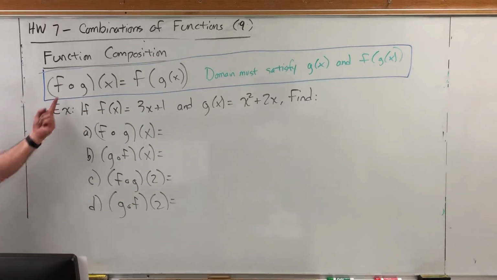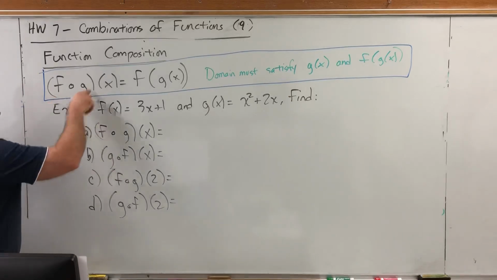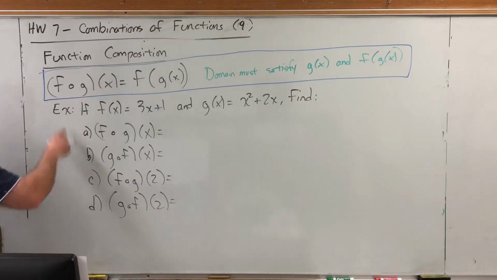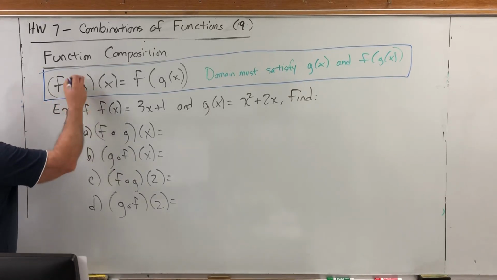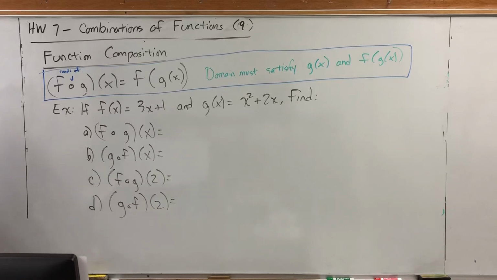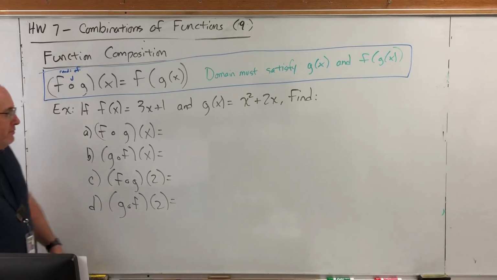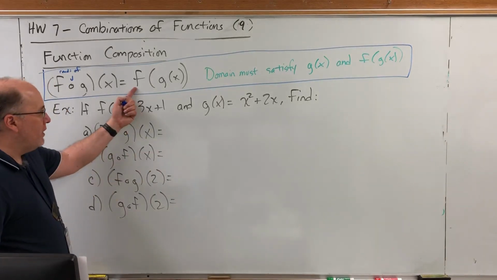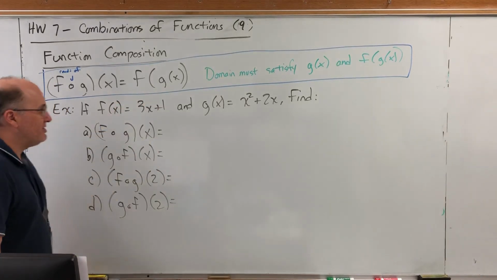The symbol for composition is an open circle. Looks like the letter O. The way you write function composition is f of g. When you see the circle, you read it as the word "of." So f of g of x. Now, what is that defined to be? Well, it's f of g of x.